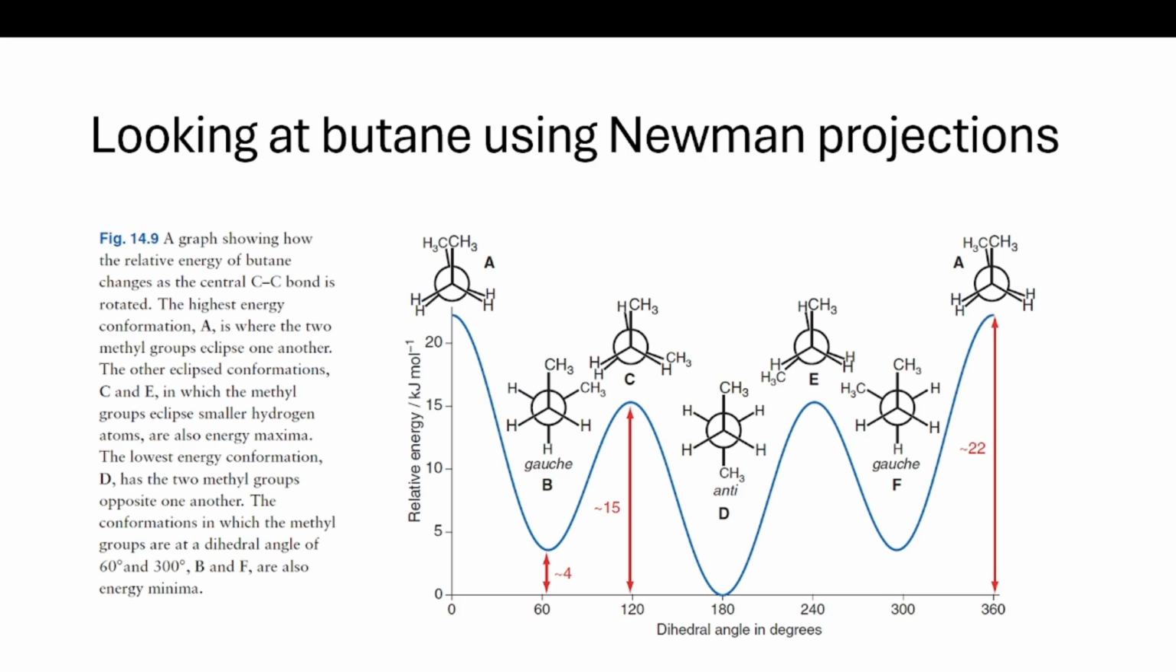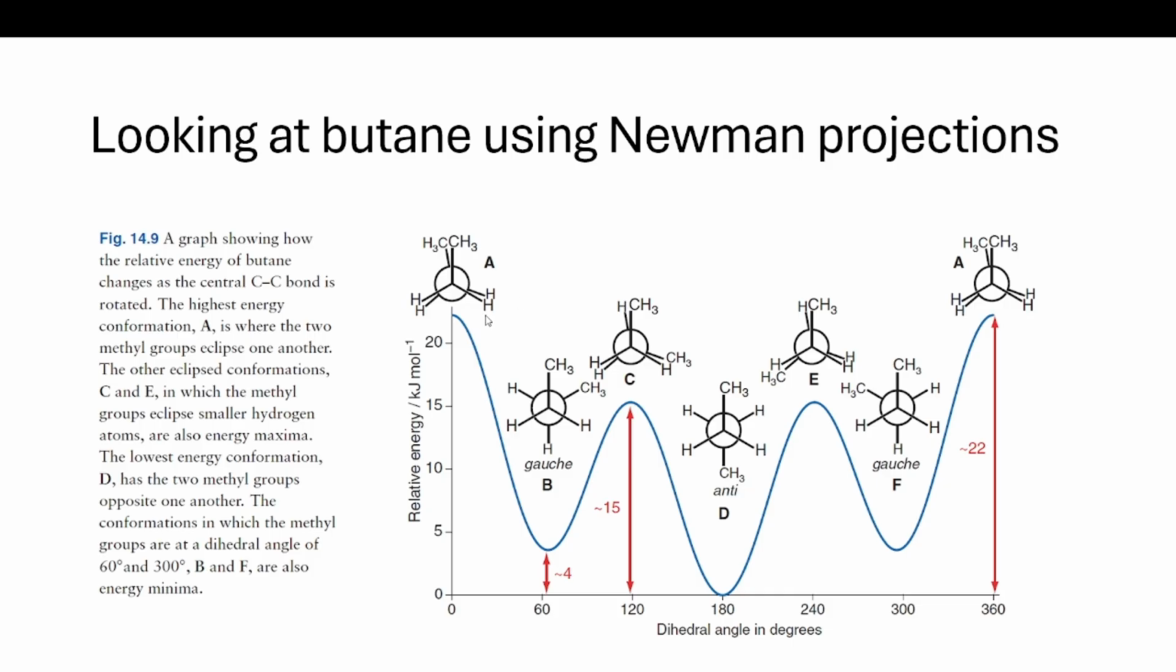Now, we did look at ethane, but we can also look at butane using Newman projections. And with these Newman projections, we can get a lot more sophisticated view into how rotating butane around that central carbon-carbon bond will actually affect the energy.